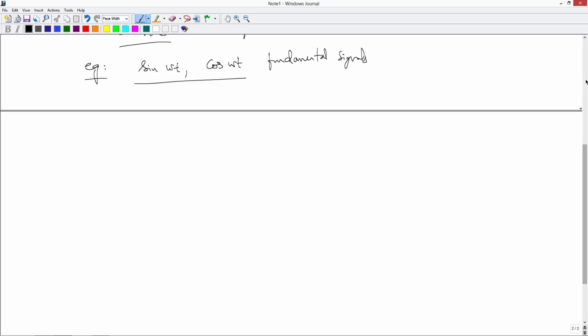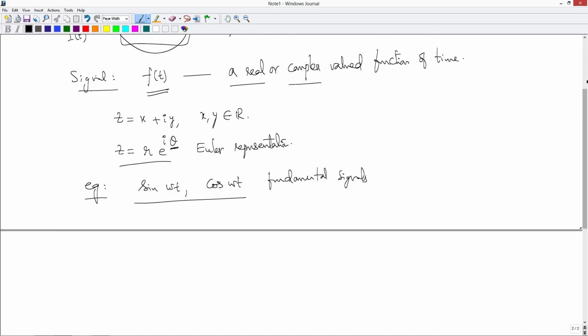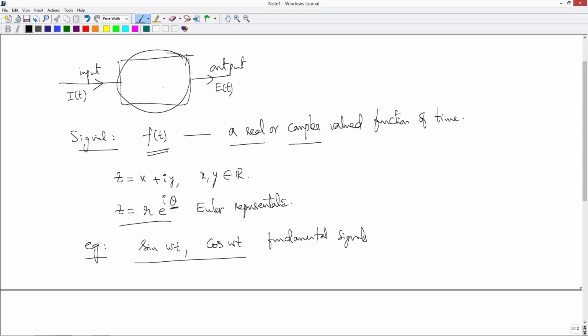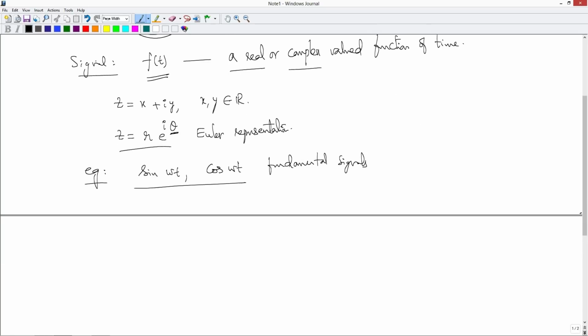So, there are different types of signals. If t is the continuous time variable, you call it a continuous signal. If t is discrete time, it is called a discrete signal. Let us say L is the operator, a system L acting on I of t, the input. If L is linear, when do you say it is a linear system?